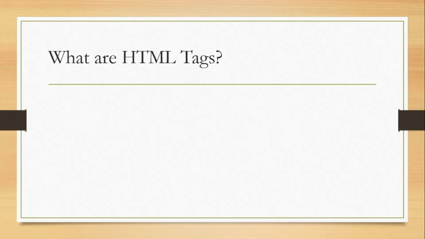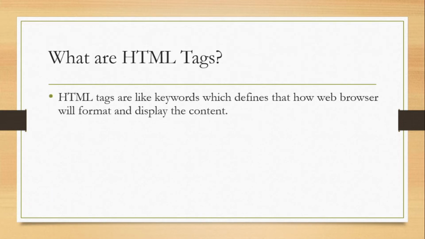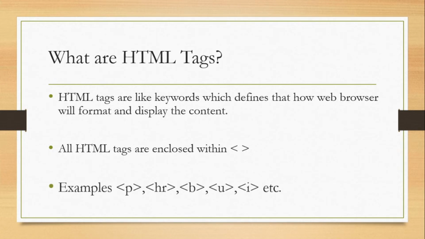So what then is a tag? HTML tags are like keywords which define how web browsers will format and display content. So as I have first said, everything that is displayed in the web browser is done using tags. So all tags are enclosed within less than and greater than signs. Examples of tags are the P tag, HR, B, U, and I.